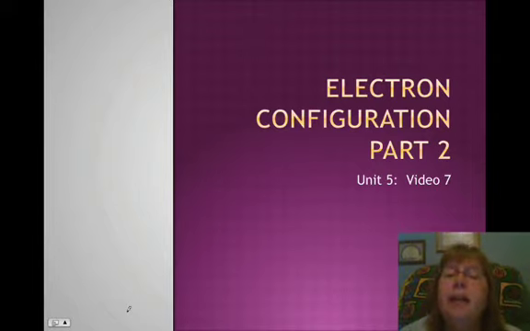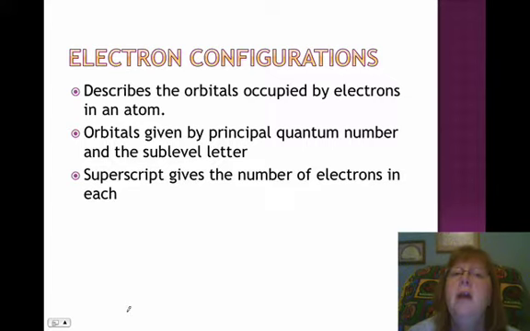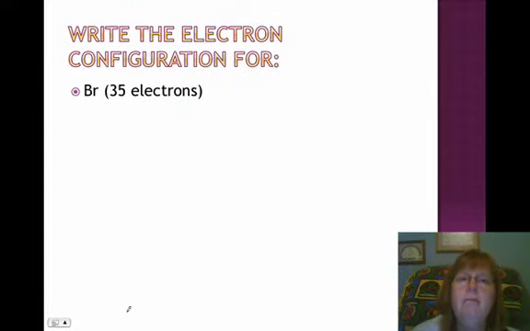Hi, this is our second video on electron configurations, and it is our 7th video in Unit 5. We should be experts at writing electron configurations now after class, but let's remember that we're just describing the orbitals where the electrons are located in an atom. We do this by giving the principal quantum number, the angular momentum quantum number, that L, which is S, P, D, and F, and then a superscript, which is the number of electrons in the orbital. All right, let's practice, and let's write the electron configuration for bromine with 35 electrons.